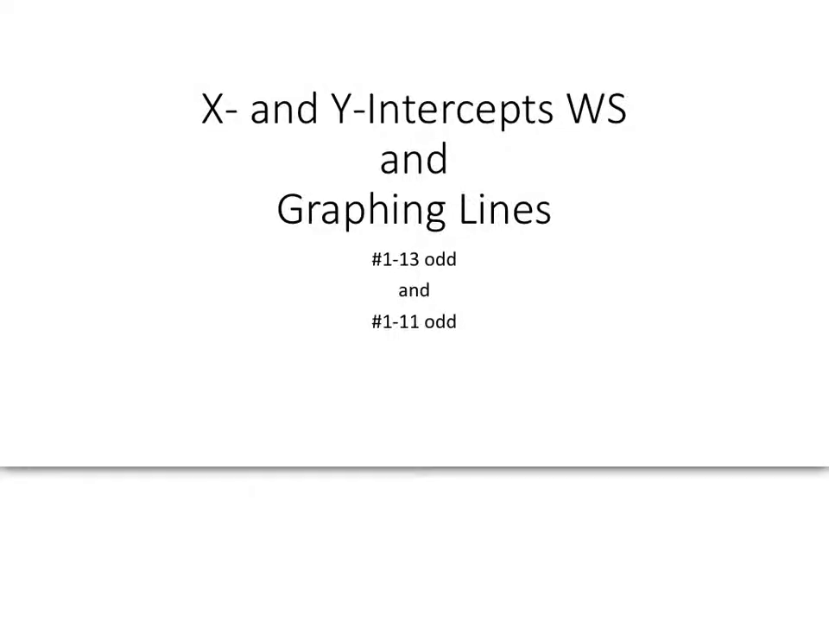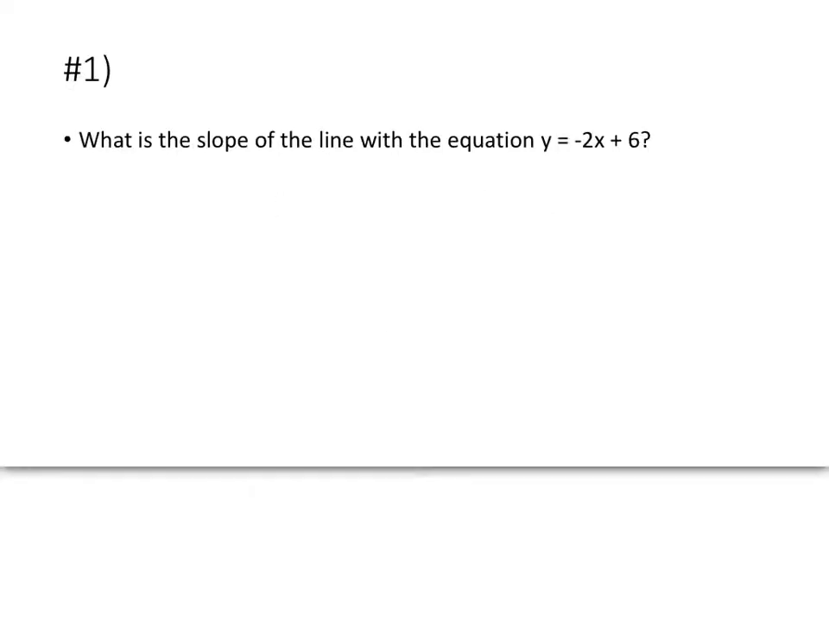This is the x and y intercepts worksheet. Alright, what is the slope of a line with the equation y equals negative 2x plus 6? So this is in slope-intercept form. So it's in y equals mx plus b.